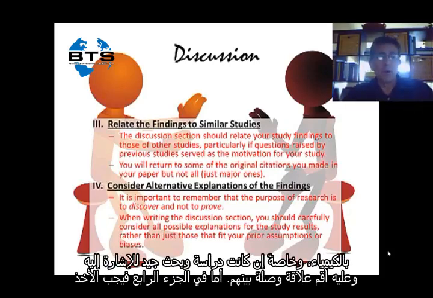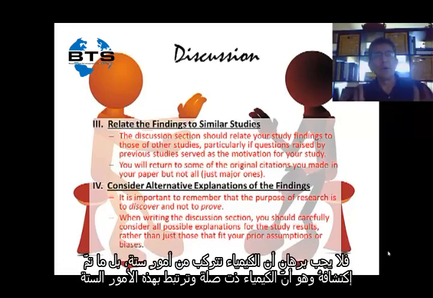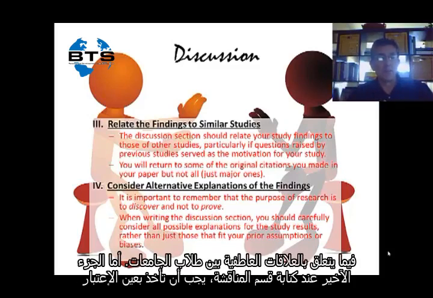And then part 4, you want to consider alternative explanations for the findings. It is important to remember that the purpose of the research is to discover, not to prove. So you're not proving that chemistry is these 6 points, but what we've discovered is that chemistry is related to these 6 areas in college relationships or dating, that type of thing.